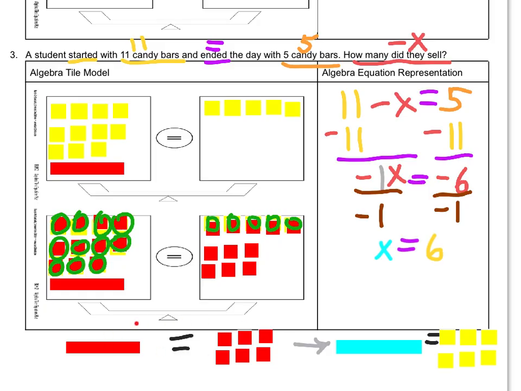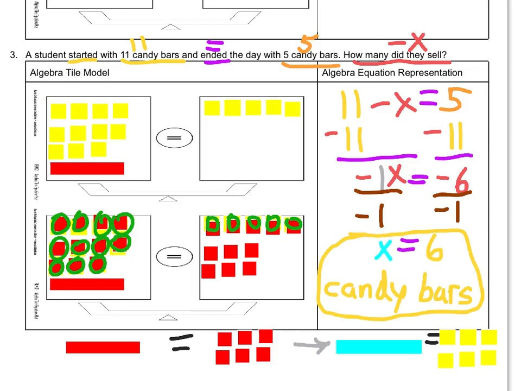Again, we can see that we flipped these over, and that gave us positive versions of each of those. Then in this context, that would be 6 what? 6 candy bars. And like I said, I actually messed up. This is a 2-step equation.